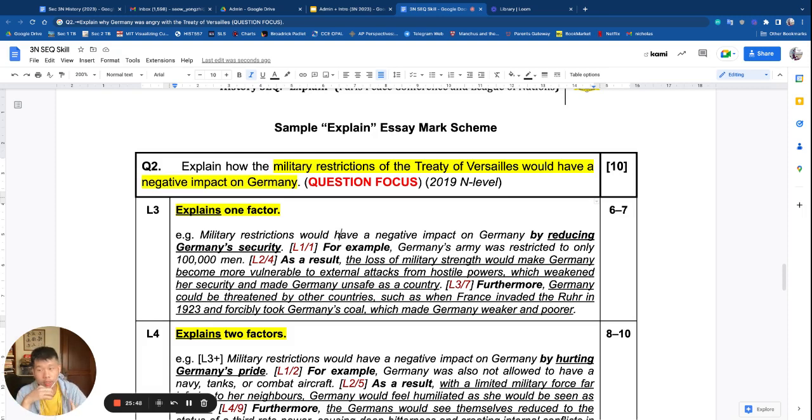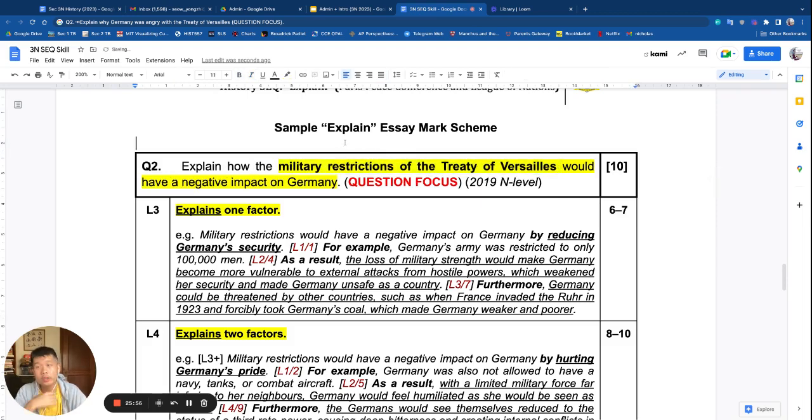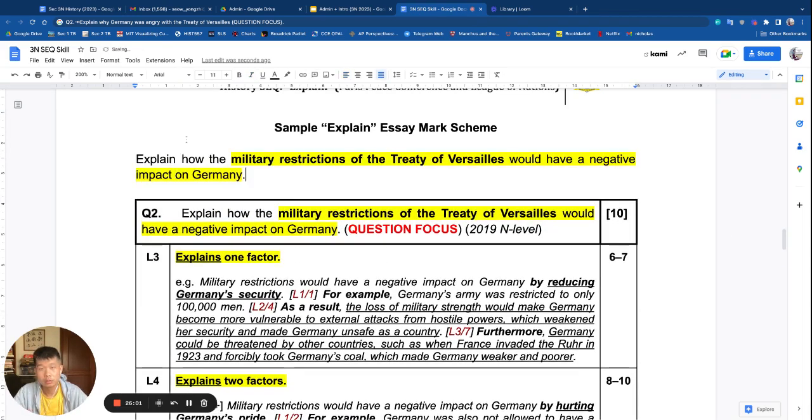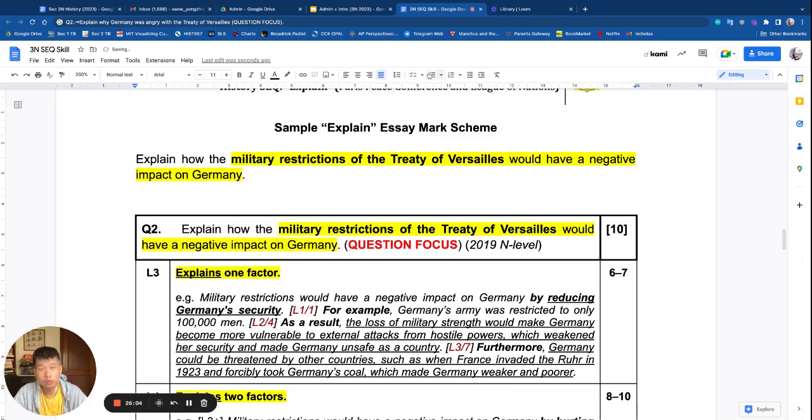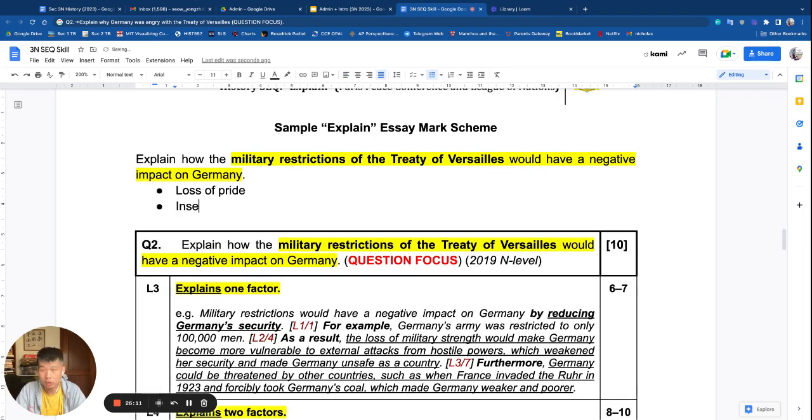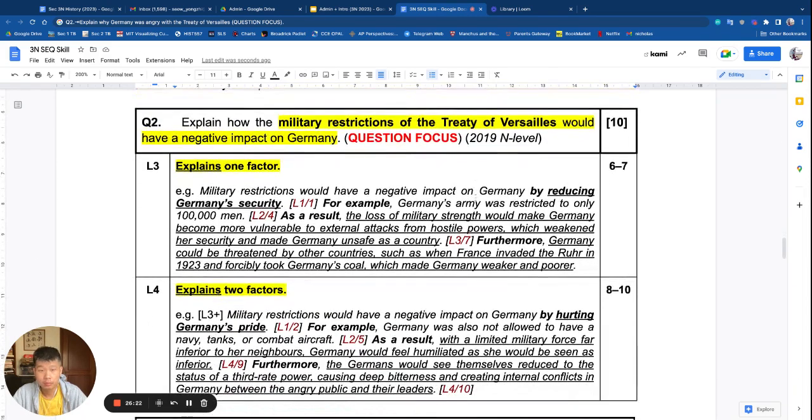This is trickier than the question we just did because the examiner restricted it to military restrictions. So the point now, and the factor now, would be restricted. So military restrictions, what happened? It could lead to loss of pride. It could lead to insecurity and fear. Could we think of anything else for now? Well, maybe these two first.